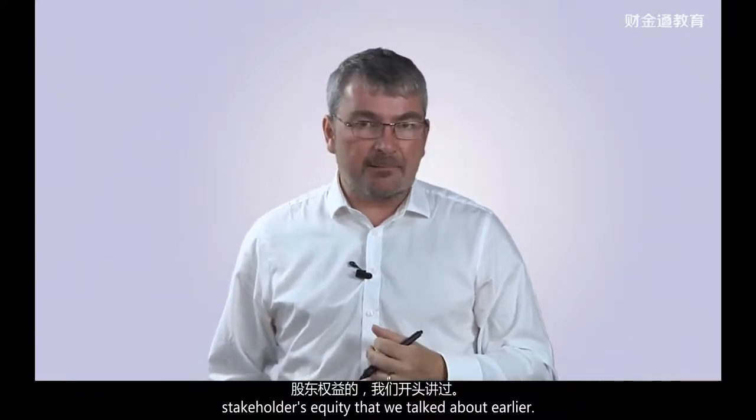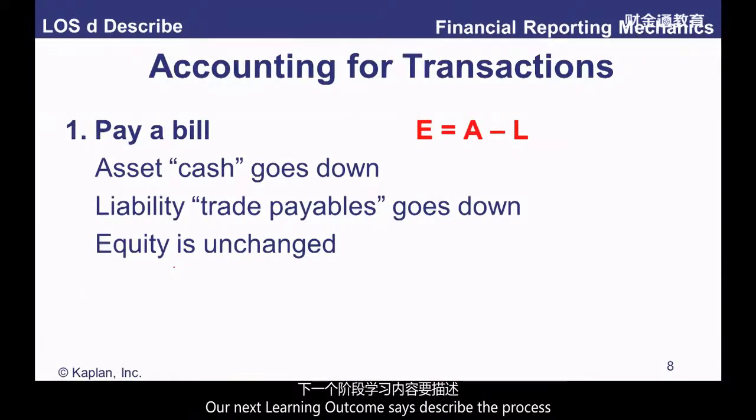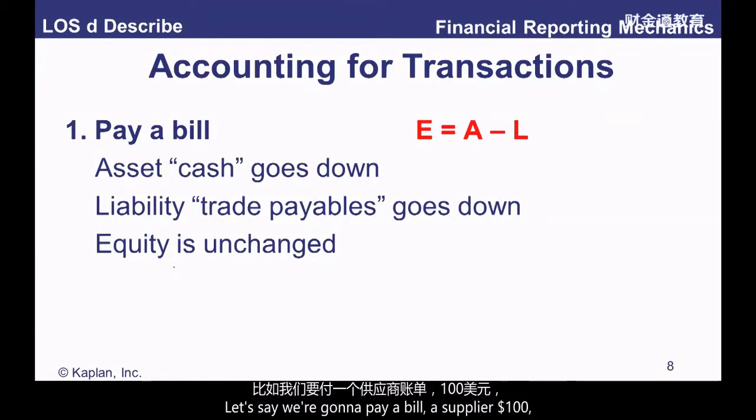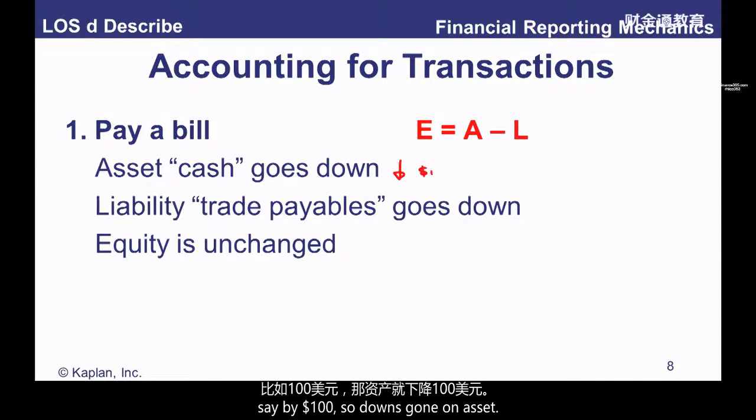Now, our next learning outcome says, describe the process of recording business transactions. So let's say we're going to pay a bill. Let's say we're going to pay a supplier $100 for goods received on credit. Now, if we pay out cash, our cash is going to go down. So let's say our cash goes down by $100. So down goes an asset.